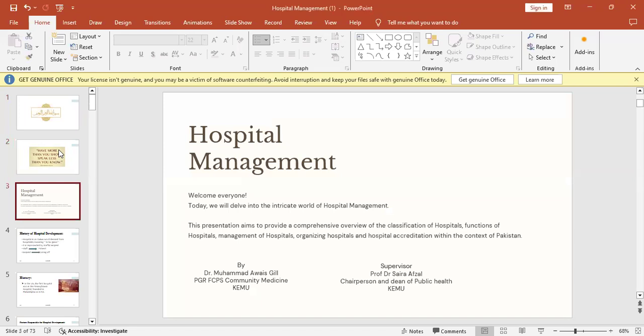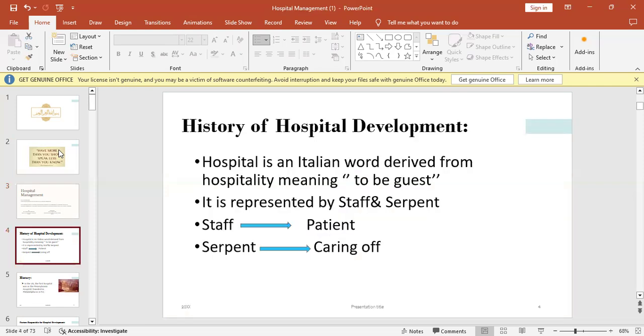Today, we will delve into the intricate world of hospital management. This presentation aims to provide a comprehensive overview of the classification of hospitals, functions of hospitals, management of hospitals, organization of hospitals, and hospital accreditation within the context of Pakistan. I am Dr. Muhammad Abbas Gill, and I am giving this presentation under the kind supervision of Professor Dr. Saira Afzal. Now, the history of hospital development.